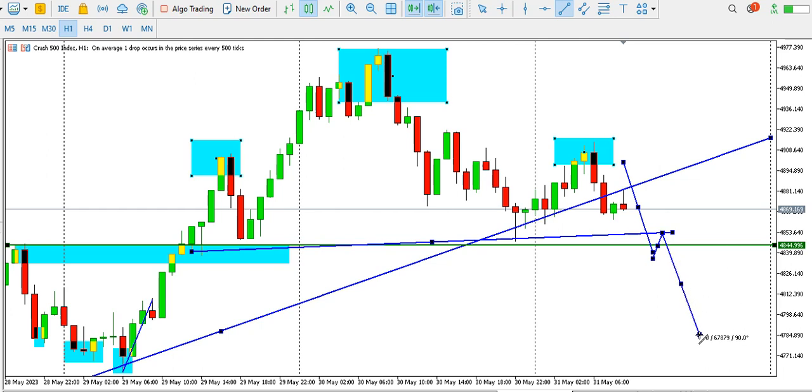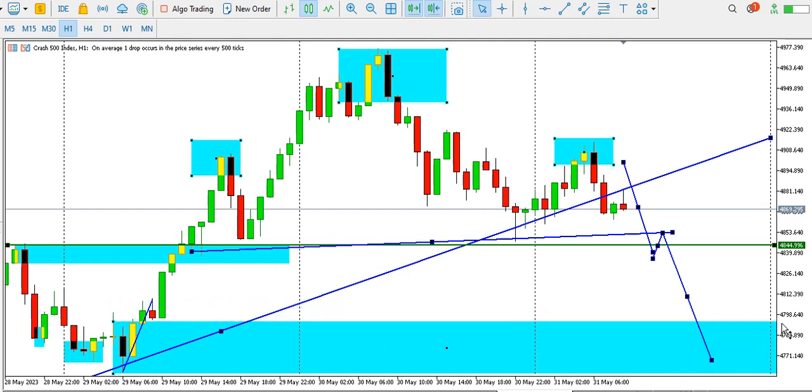Below the retest could signal price dropping to this other block around here. We have this order block. On the 1 hour time frame, this particular order block could serve as support to price.